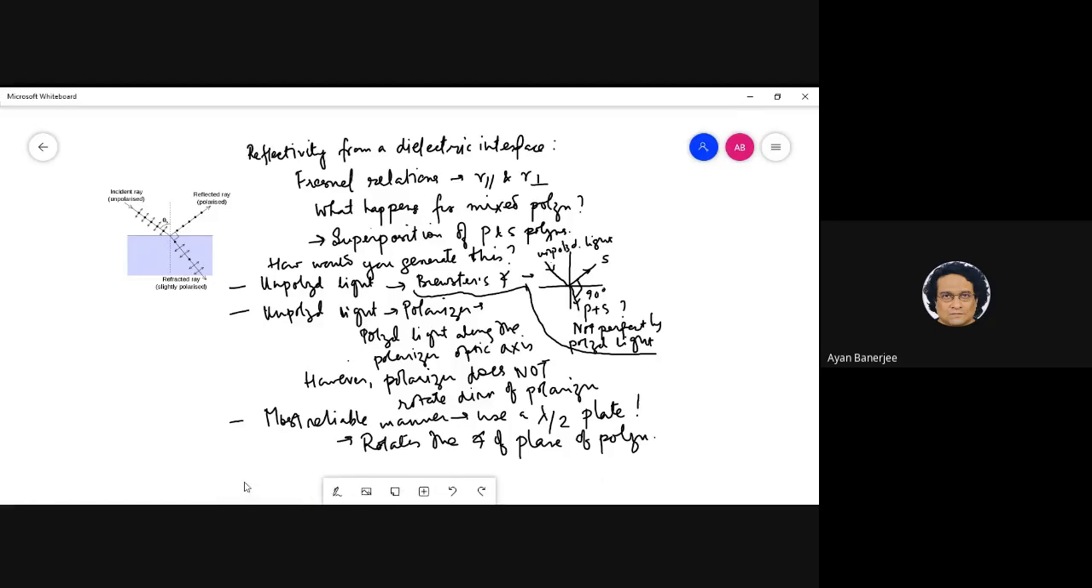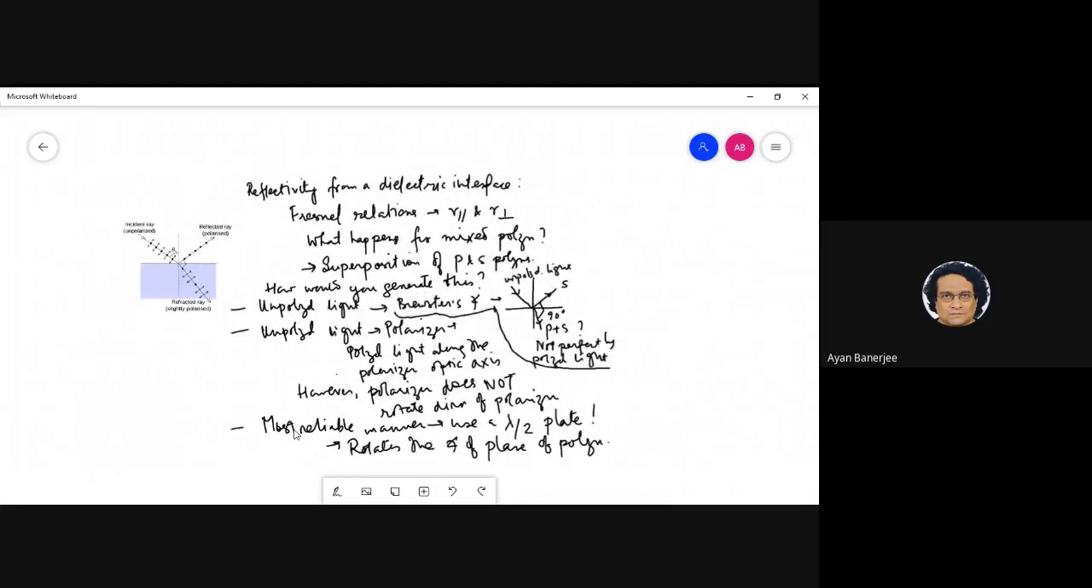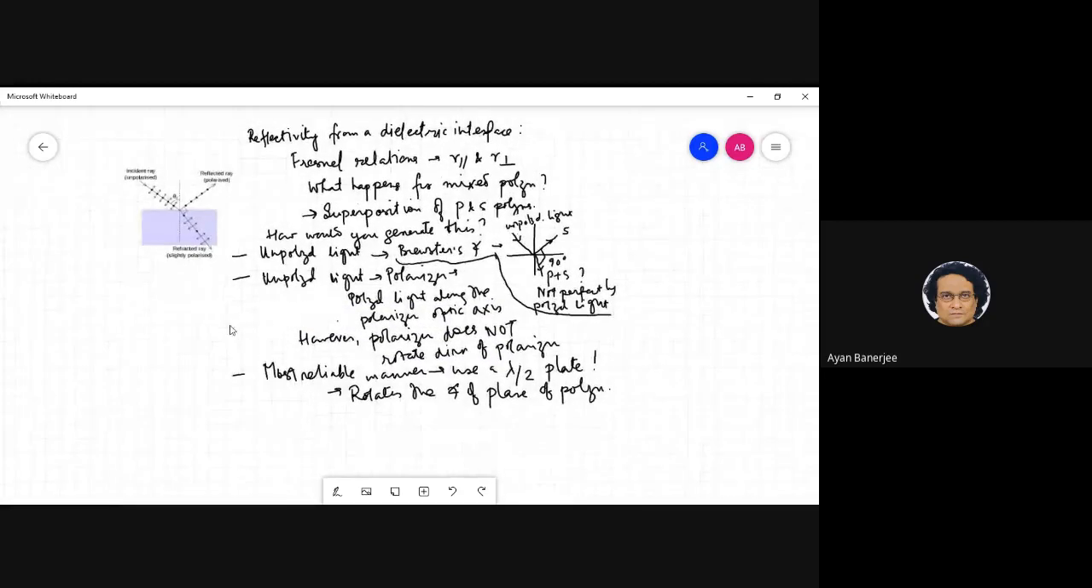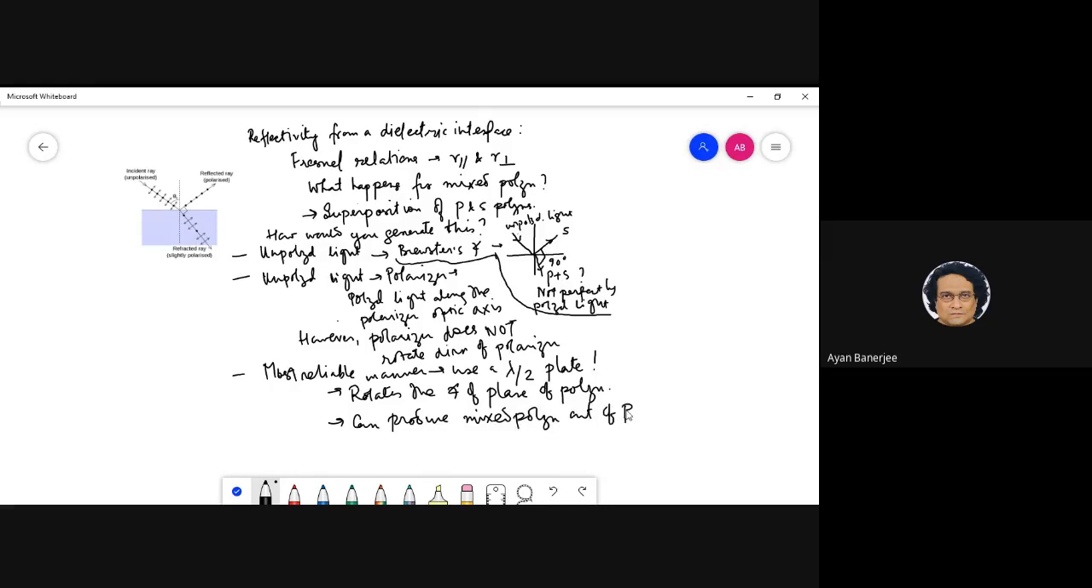Essentially the job of the half wave plate is to produce mixed polarization out of P or S polarization, and in fact that is what I said, right? That is what you guys forgot completely. I told you this.